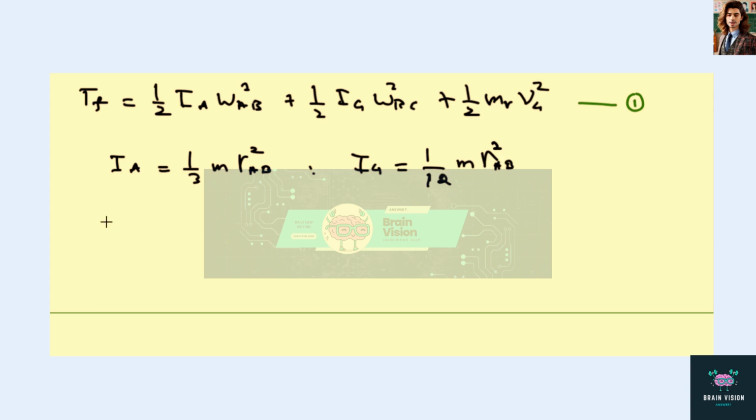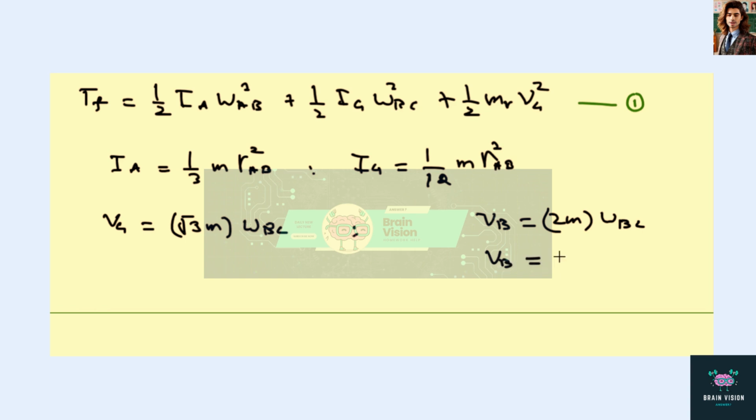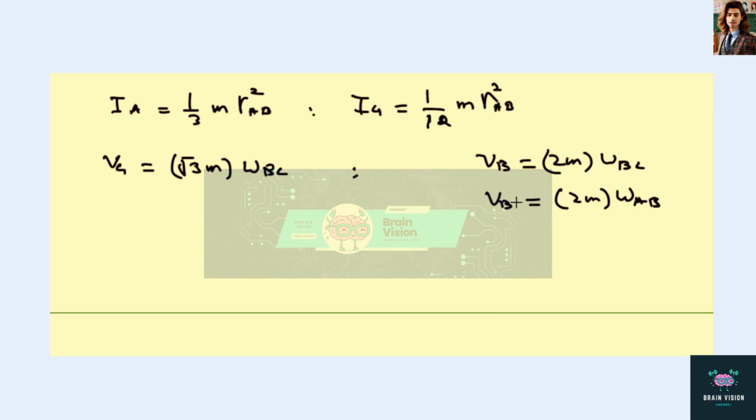We can write Vg as square root of 3 meter into omega BC. We can also write Vb as 2 meter into omega BC, and we can relate this Vb with AB, as Vb is equal to 2 meter into omega AB. So from these two equations we can write omega AB is equal to omega BC.